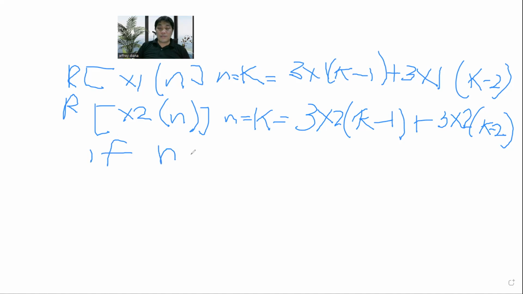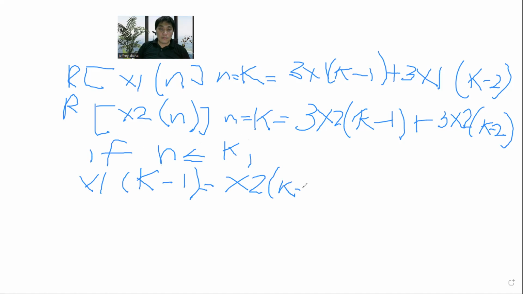If n is less than or equal to k, then x1(k-1) is equal to x2(k-1), and x1 multiplied by (k-2) is equal to x2(k-2).